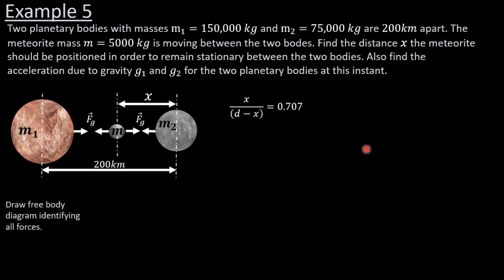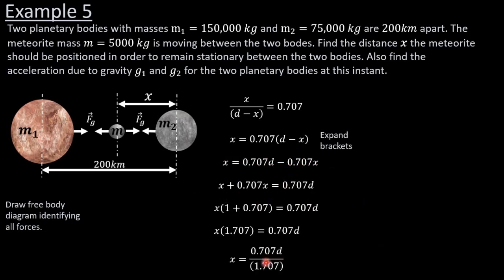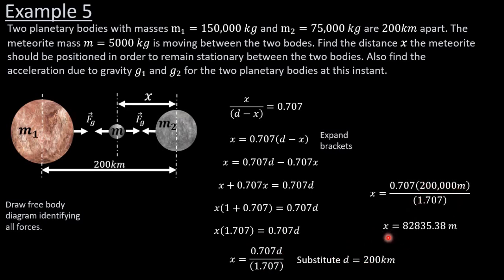So continuing on, then times both sides by d minus x, expand the brackets to get this, and then add this term to this side. So I just added 0.707x to both sides to get this, and then I can factor out x to get this, and then divide both sides by 1.707 to get this expression here. Substitute d equals 200 kilometers, so that's going to be 200,000 meters, and then that simplifies down to x equals 82,835.38 meters. So that is the answer to the first part.